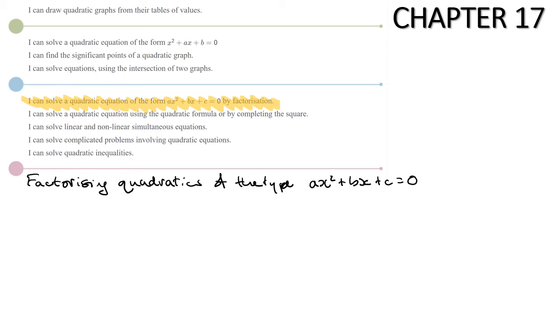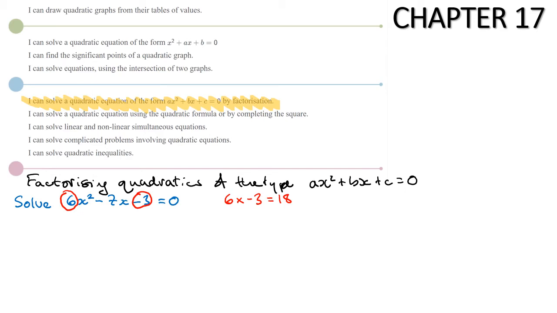So here's an example. Let's say we wanted to solve this quadratic. So let's say we've got 6x squared minus 7x minus 3 equals 0. So this method, first of all, requires you to multiply the first number and the last number. So we're going to do 6 times negative 3, which gives me negative 18. So you start by multiplying the first number and the last number, whatever they are.